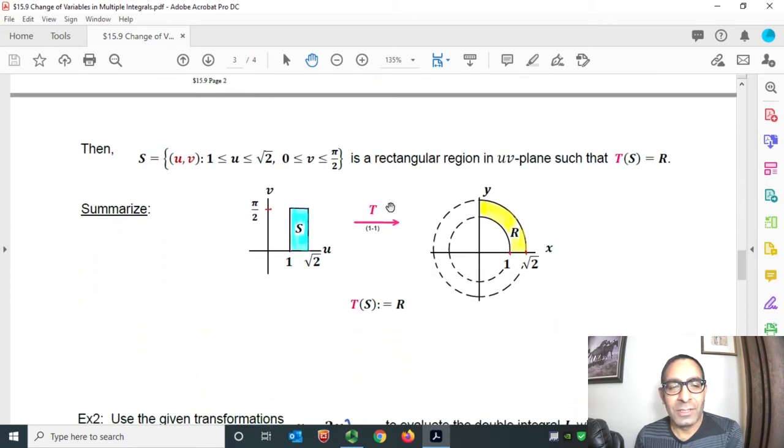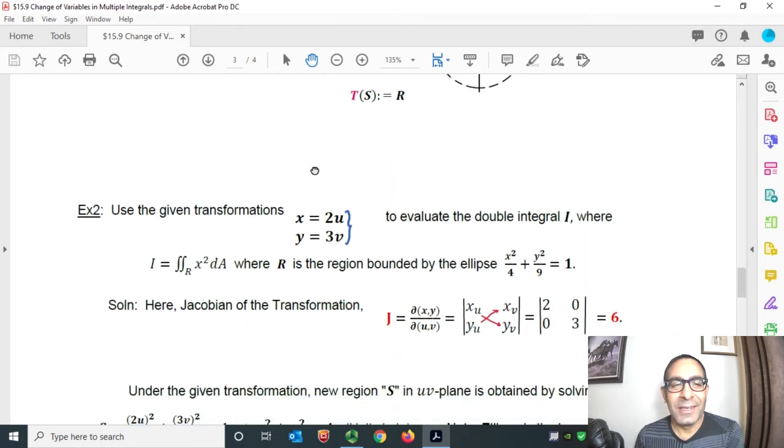Let me show you here. Let me visualize here. So this R is the region given to us, and we define a transformation, and we found a new region in the UV plane such that the image of this new region under this transformation T is R. I hope this idea makes sense to you all. Great. Now let's move on.